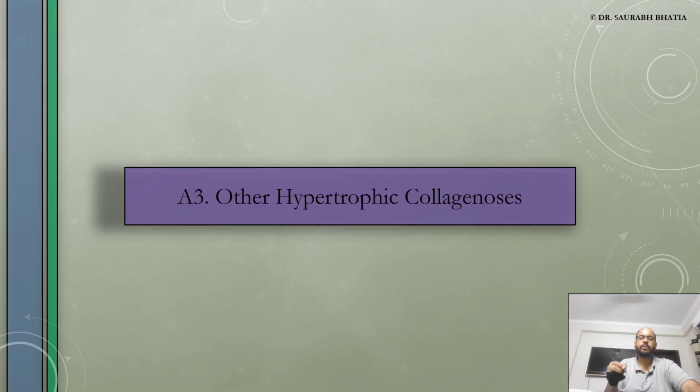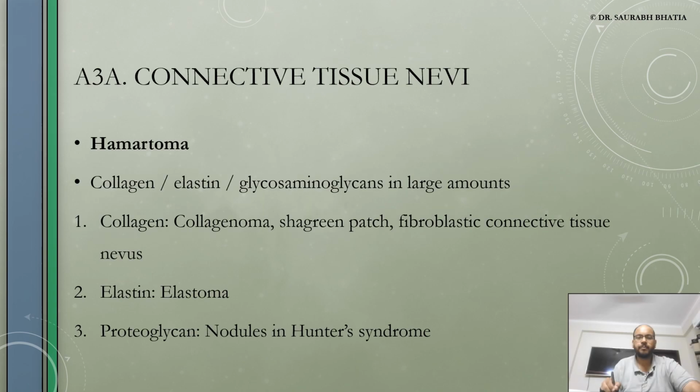So the third subtopic is now other hypertrophic collagenoses. Okay, so we have discussed scleroderma and sclerodermoid disorders. Now we will discuss other hypertrophic collagenoses. And let's start our discussion with connective tissue nevi. So in connective tissue nevi, it's a hamartoma.